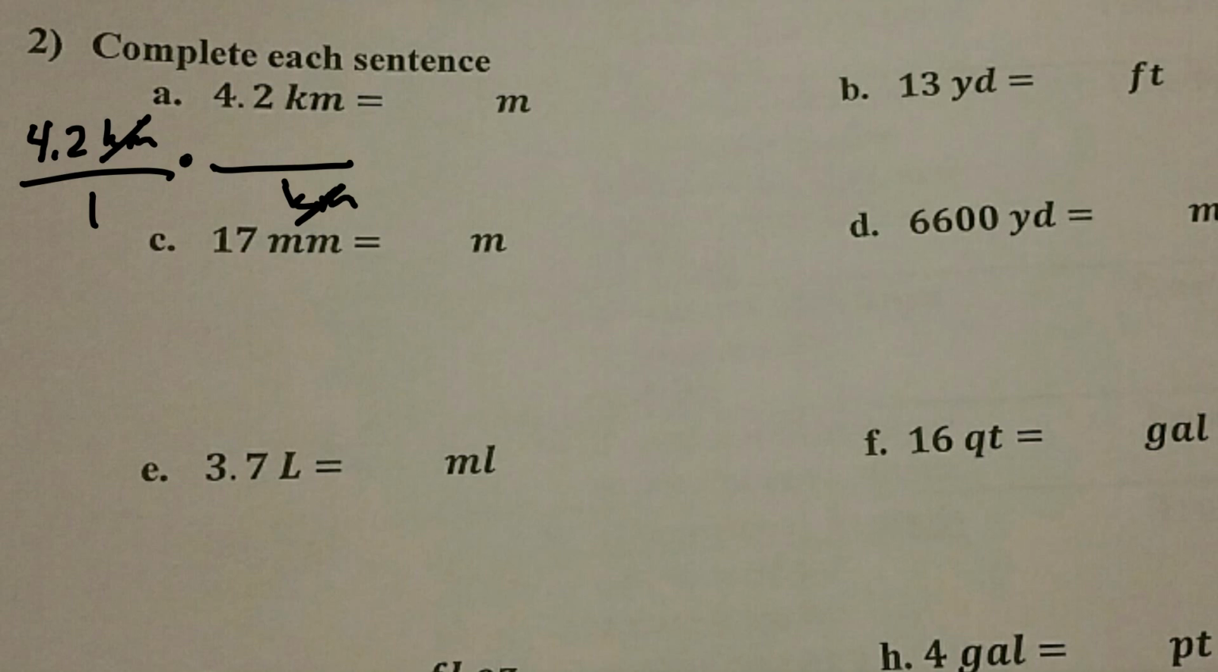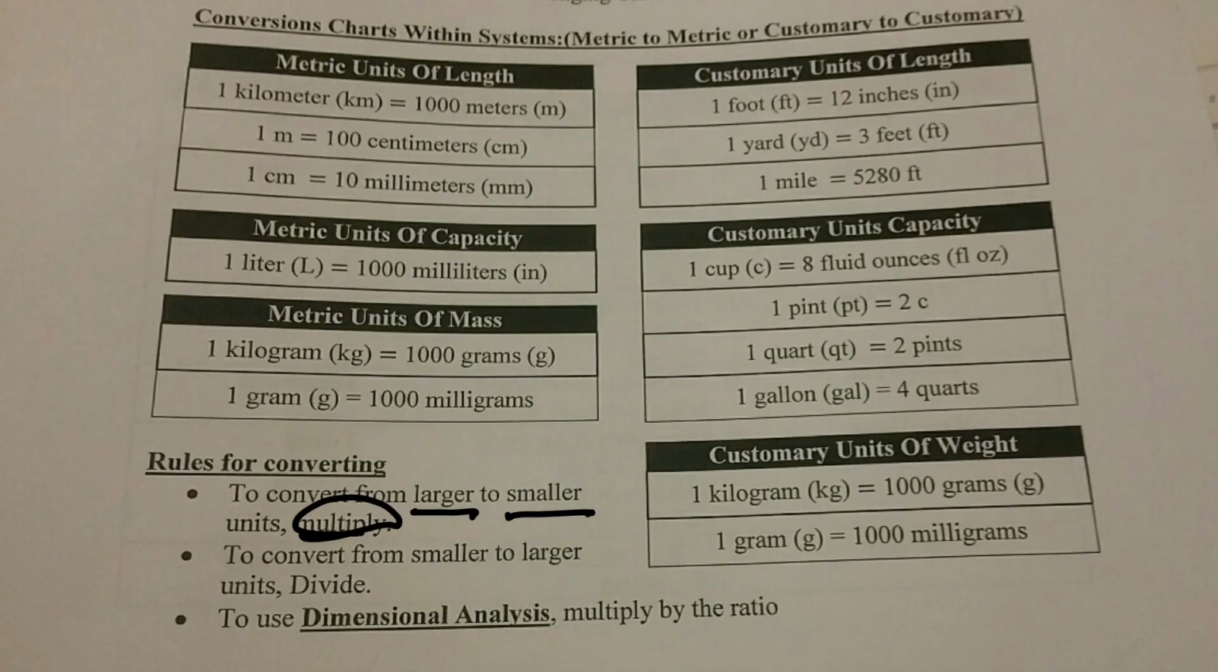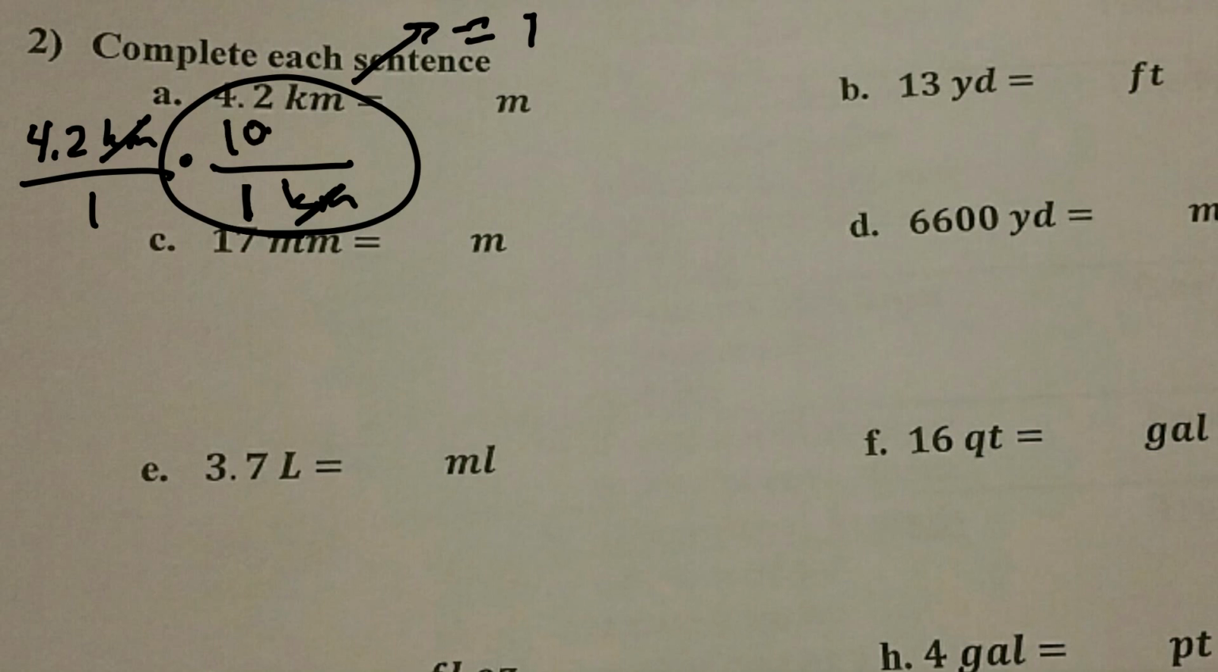So remember, if I'm using dimensional analysis, this part that I'm creating has to equal 1. So if I have 1 kilometer on the bottom, I'm going to use my chart, and I see 1 kilometer equals 1,000 meters right here. So on the bottom I have 1 kilometer. On the top I'm going to write 1,000 meters. So I end up with 4.2 times 1,000, so I end up with 4,200 meters. And that's it.